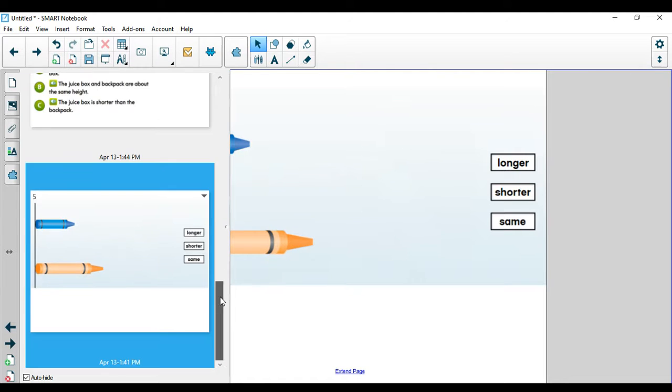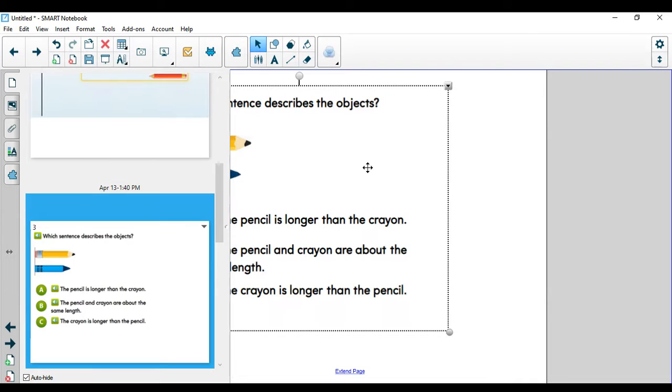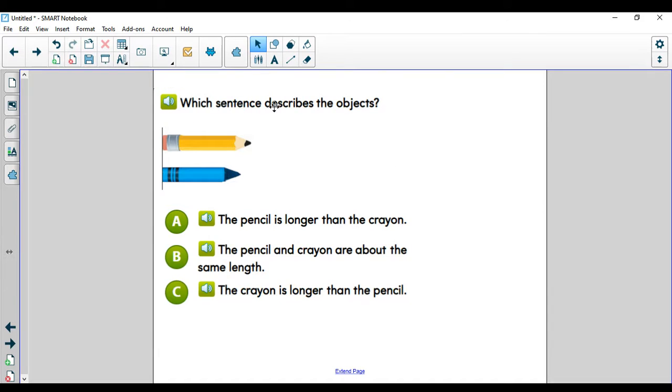I have a few questions today that we're going to look at and try to solve. The first question says, which sentence describes the objects? And you can see these two objects. We have a pencil and we have a crayon, and we have lined them up so they're starting at the same point. The choices say that the pencil is longer than the crayon. The pencil and the crayon are about the same length. The crayon is longer than the pencil. Let's see which is true.